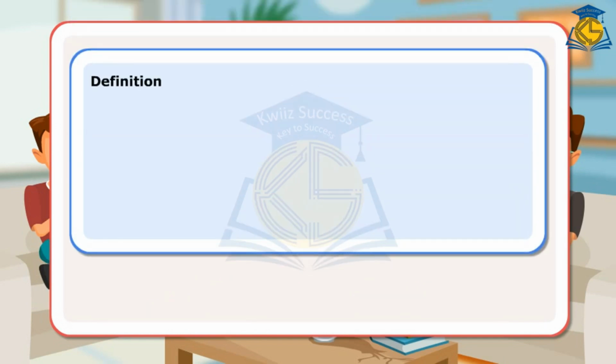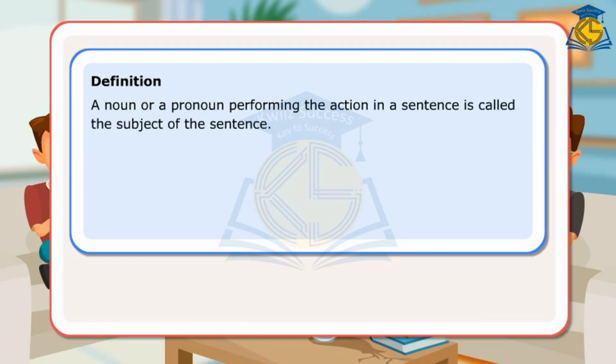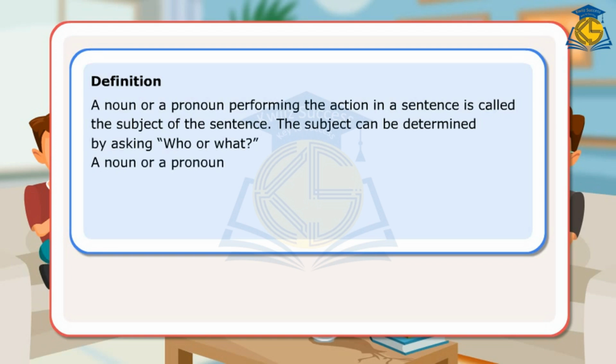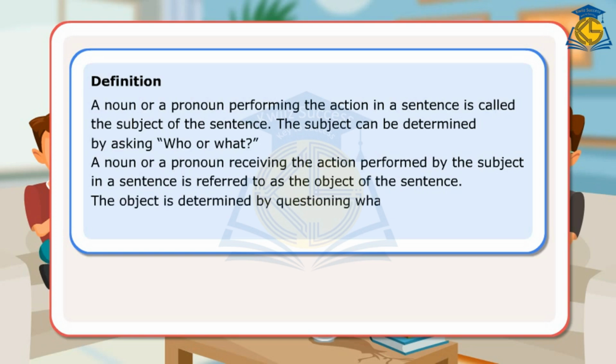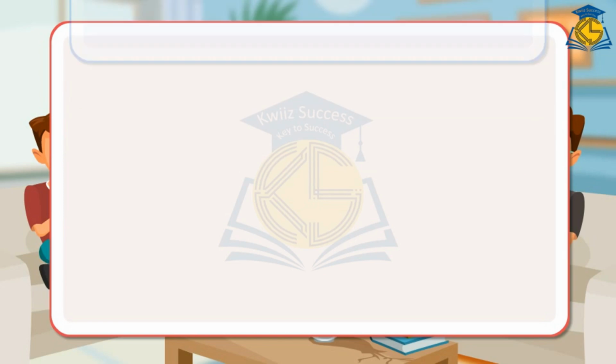Definition. A noun or a pronoun performing the action in a sentence is called the subject of the sentence. The subject can be determined by asking who or what. A noun or a pronoun receiving the action performed by the subject in a sentence is referred to as the object of the sentence. The object is determined by questioning what the subject did, or to whom, and also for whom. Let us look at a few sentences.